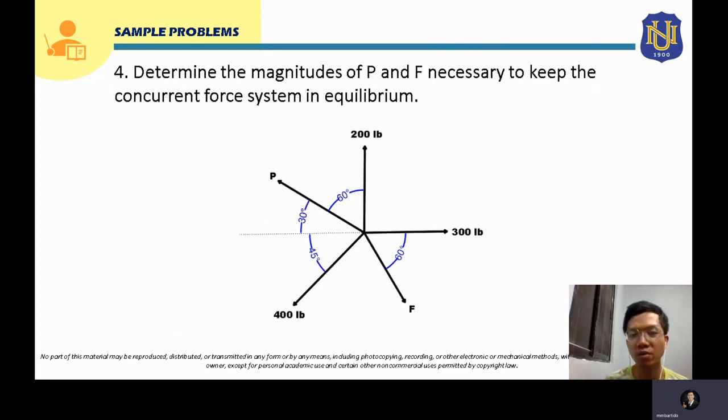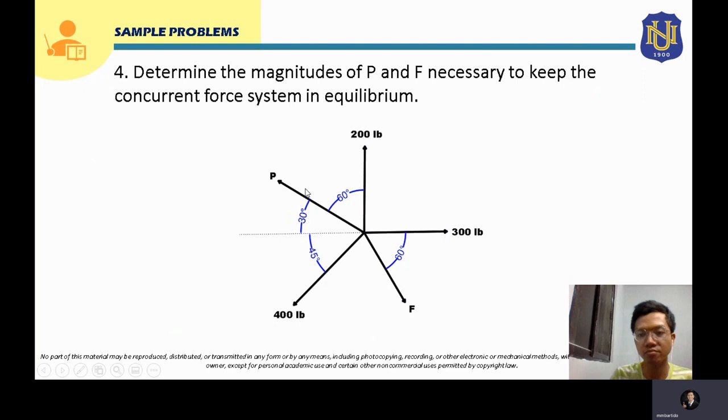Now let's proceed to sample problem number 4. Determine the magnitudes of P and F necessary to keep the concurrent force system in equilibrium. So we have five forces here, and the unknown forces are P and F. This system is in equilibrium, so let's start solving this.